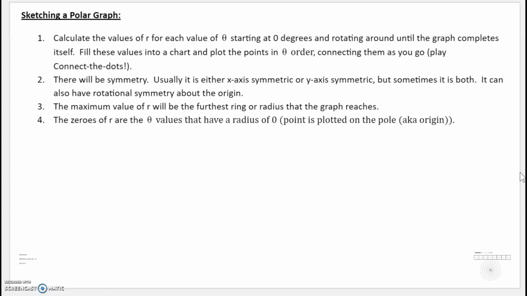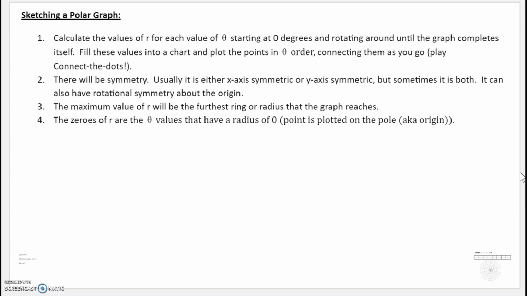So if you haven't already, you need to print the day 68 practice, notes, practice, and exploration page. So hit pause real quick and go and print that and come back. All right, so here we go.